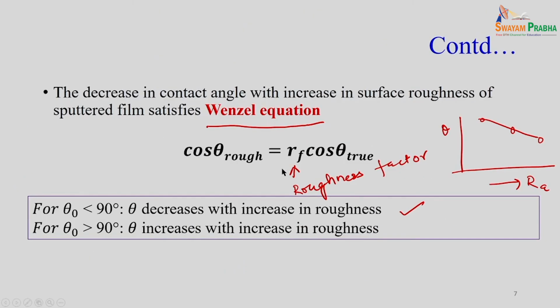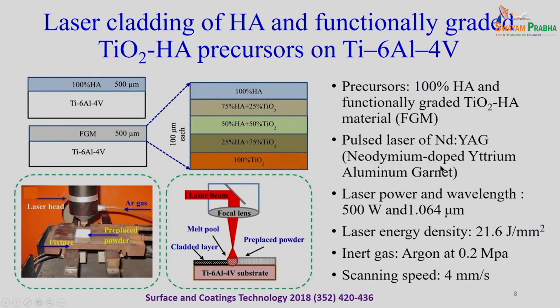Now, this was the case of RF sputtering. Now, we will see if you are coating the same thing using a different method, that is laser cladding. So, here we apply laser cladding for the coating of hydroxyapatite, and along with hydroxyapatite we also coated a mixture of titania and hydroxyapatite. Titania is used because titania is expected to be more hydrophilic, plus as we are coating on titania, it is expected to improve the adhesion strength between the coating and the substrate.